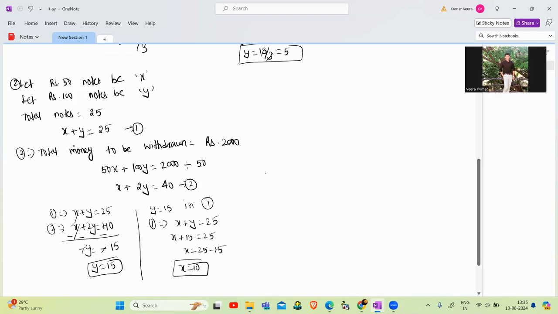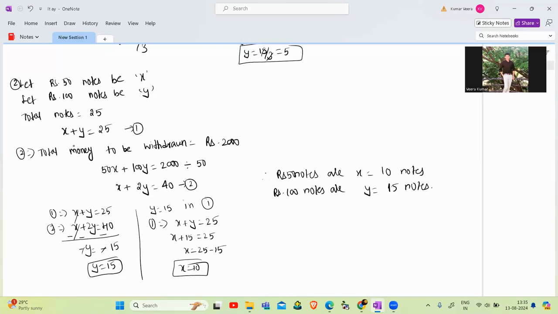So therefore, rupees 50 notes are x, that is equal to 10 notes. Rupees 100 notes are y, that is equal to 15. If you add both, 10 plus 15, 25. See, we have 25 notes. So our answer is correct. Clear? Yes.